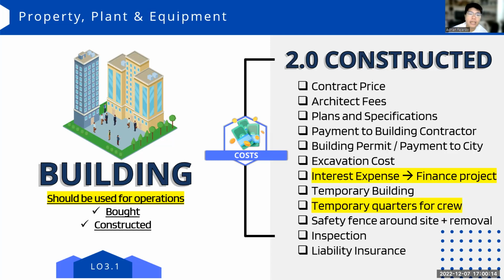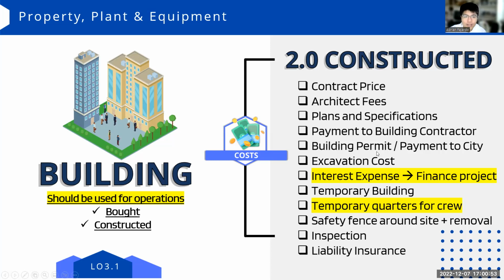Now, the second complication is, what if you bought land and constructed a building? All of those construction costs should be attributed to building, of course. So now, I want you to familiarize yourself and, ideally, master the terms associated with constructing a building. Some of these you'll get. Contract price of building the building, like with the raw materials and whatnot. That's building. Architect fees, plans and specifications, meaning the blueprints, etc. Payment to the building contractor is part of the building cost.